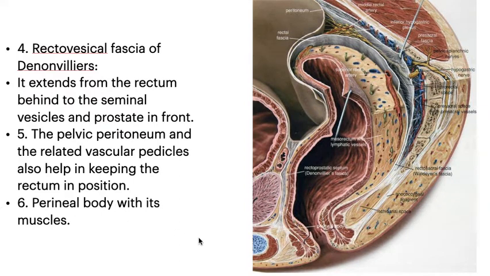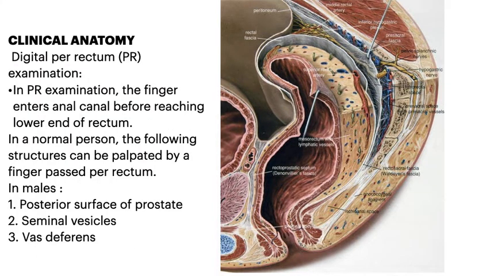Another important support is the rectovesical fascia of Denonvilliers over here, rectovesical, behind the bladder. This is the bladder, prostate, seminal vesicle. It is extending from the rectum behind to the seminal vesicle over here and the prostate in front. The pelvic peritoneum and the related vascular pedicles are also keeping the rectum in position. And the last but not the least, we have the perineal body also giving support to the rectum.